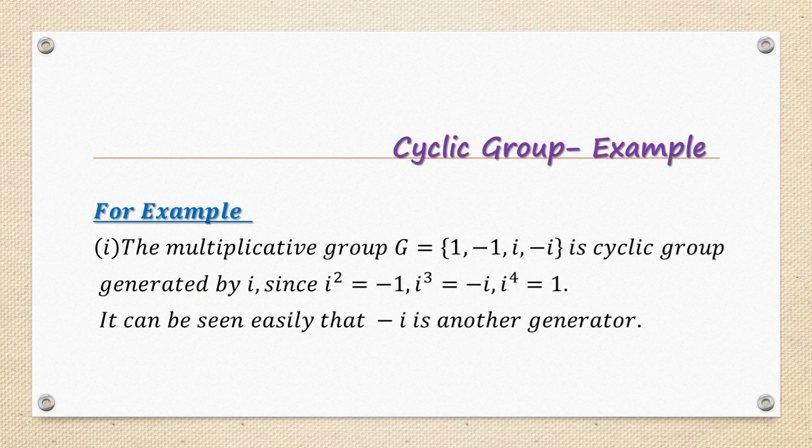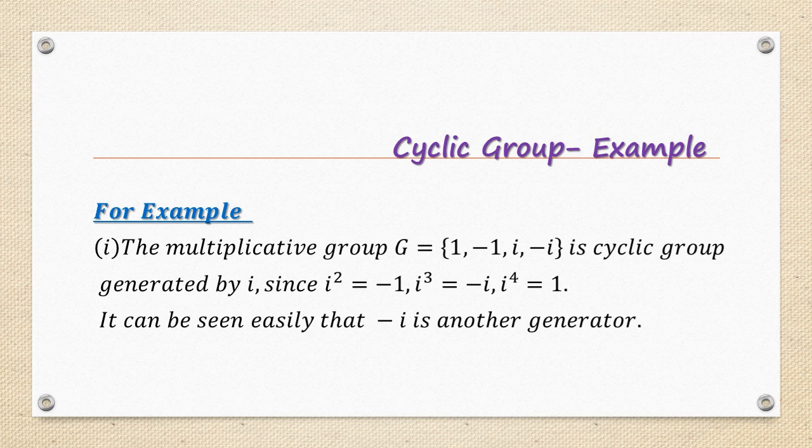Look at this example. We consider the multiplicative group G = {1, -1, i, -i}. This is a cyclic group with generator i. Since by a continuous process on this generator we get all the elements of the group, we call this element a generator and the group a cyclic group. Here i is a generator, right? Now i squared gives the value -1, i cubed is -i, and i to the power 4 is equal to 1.